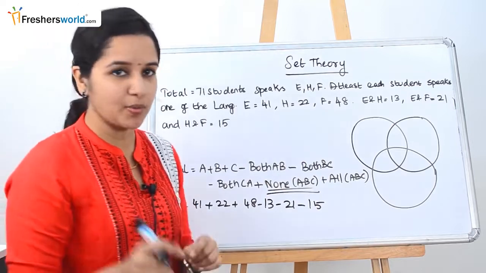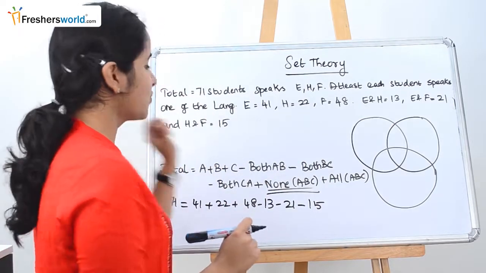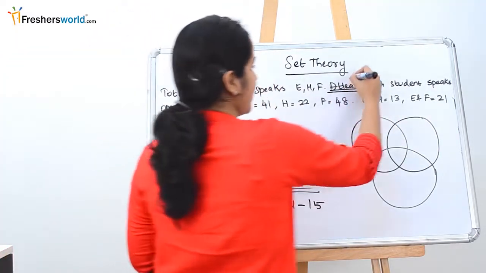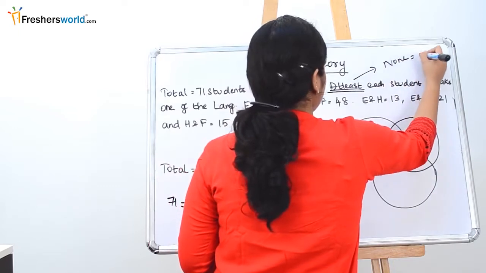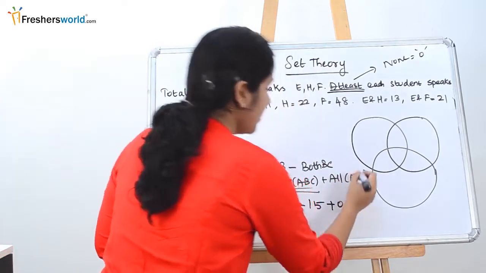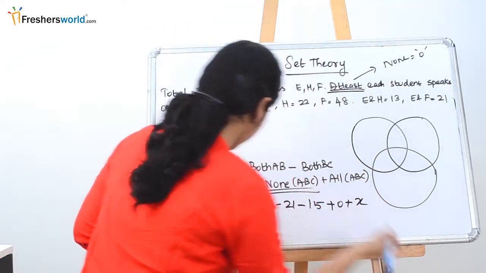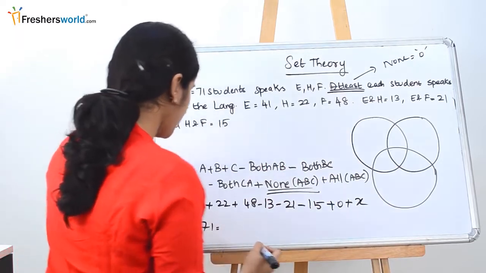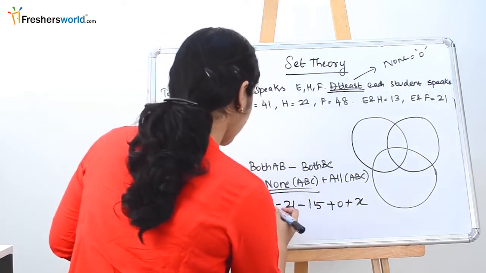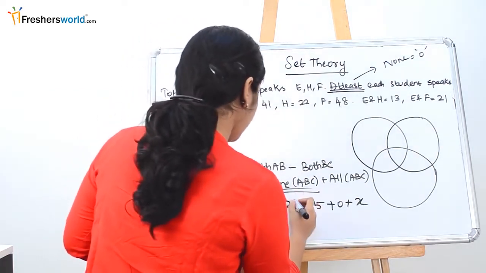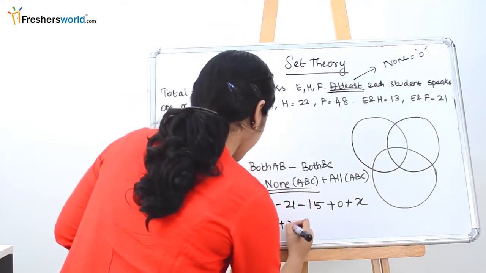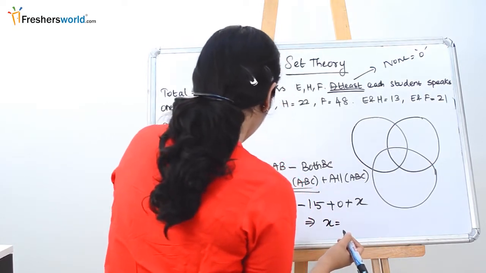If you see in the question, at least each student speaks one of the languages. In the previous video we told that in the question, if the word at least is there, then immediately we should know none is nothing but 0. So the none ABC is 0 here. Plus all ABC is the one that we are going to find, so keep it as X. So add all this. 41 plus 22 plus 48 is 111, minus 13 plus 21 plus 15, which is 49, plus X. So X is equal to 49 comes here.